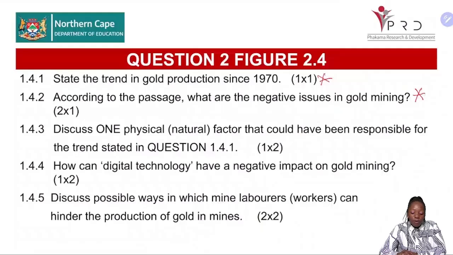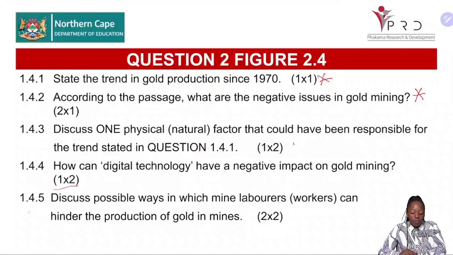Then the third one, you discuss one physical, which is the natural factor, that could have been responsible for the trend that you have identified in question 1.4.2. So you can see this is a follow-up question. Then 1.4.4, how can digital technology have a negative impact on gold mining? 1 times 2, looking at the mark allocation, which means you only need to give one response.